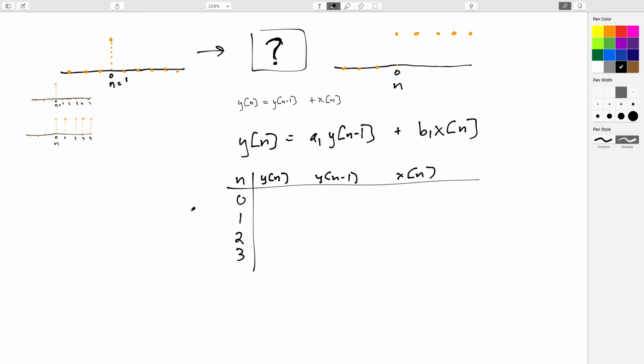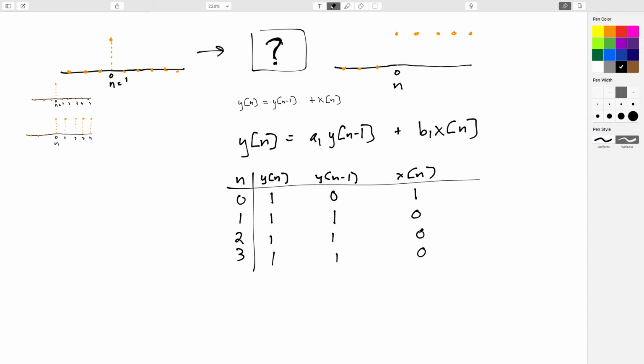Now remember, our input is a unit sample, and our output is a unit step. So at time step 0, our output is a 1. Our previous output was a 0. Our current input is a 1. And then at the next time step, our output is a 1 still. Our previous output is now a 1. And our input is a 0. And then this is going to stay like this forever.